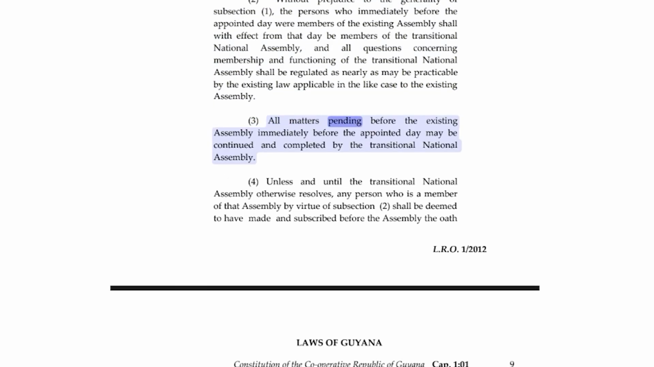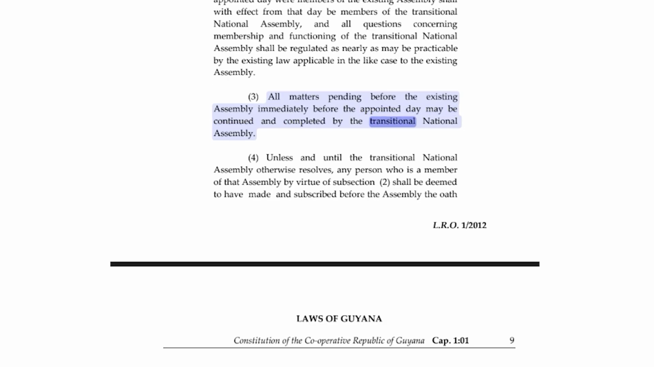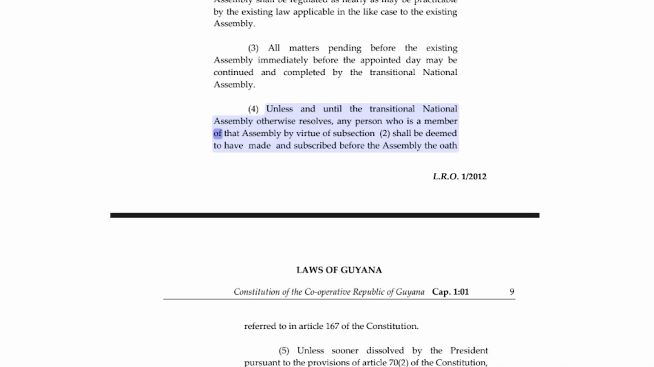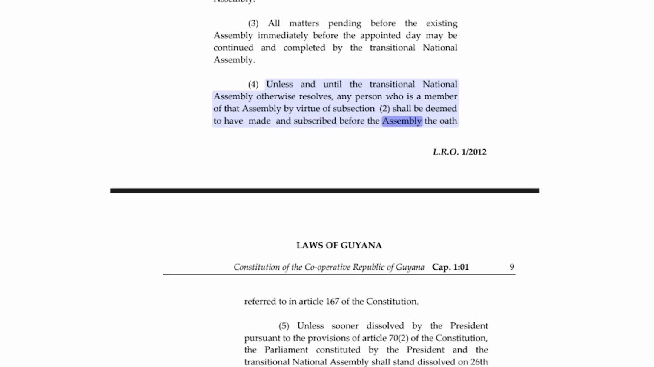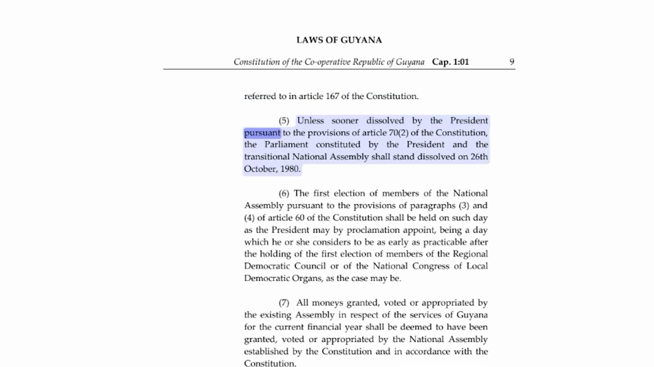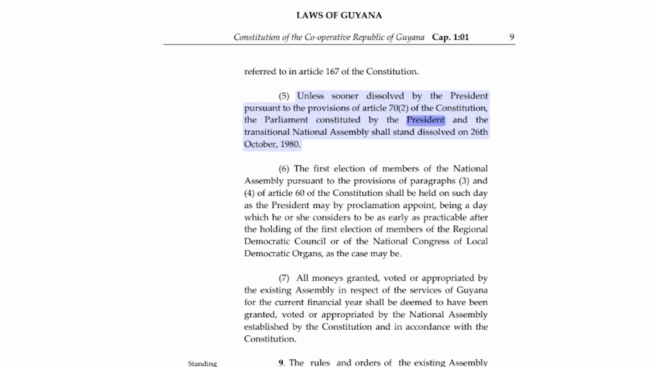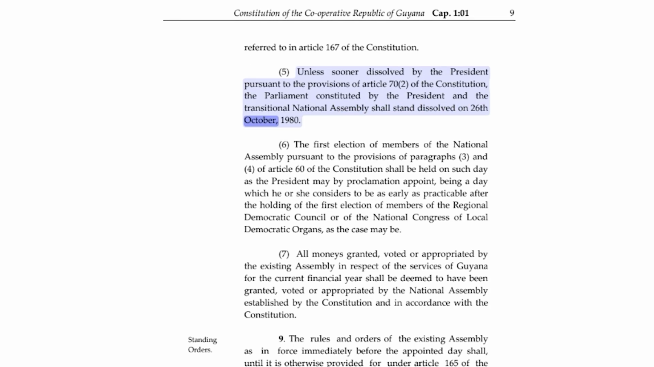3. All matters pending before the existing Assembly immediately before the appointed day may be continued and completed by the Transitional National Assembly. 4. Unless and until the Transitional National Assembly otherwise resolves, any person who is a member of that Assembly by virtue of subsection 2 shall be deemed to have made and subscribed before the Assembly the oath referred to in Article 167 of the Constitution. 5. Unless sooner dissolved by the President pursuant to the provisions of Article 72 of the Constitution, the Parliament constituted by the President and the Transitional National Assembly shall stand dissolved on October 2006, 1980.